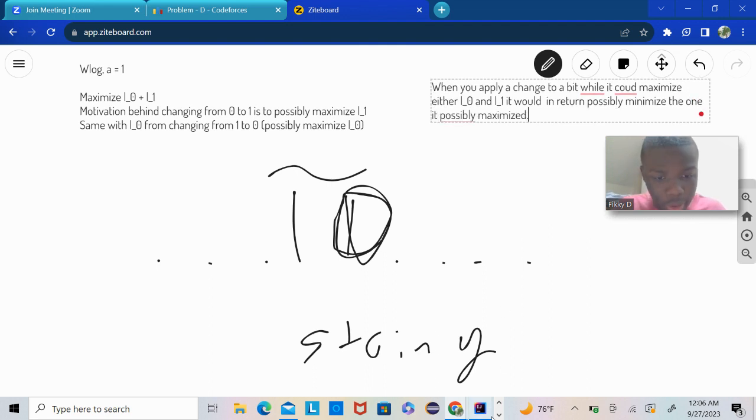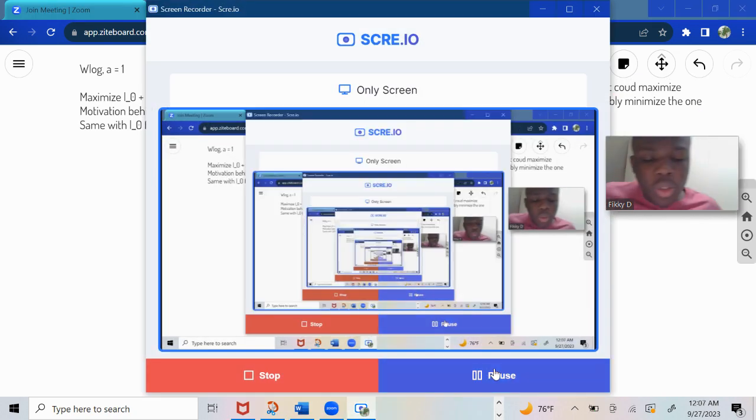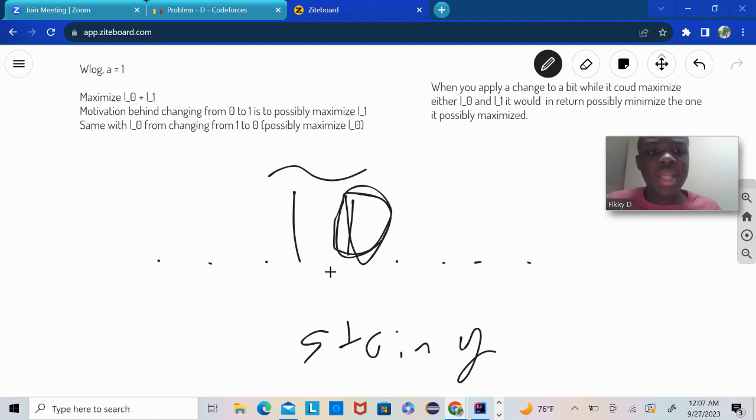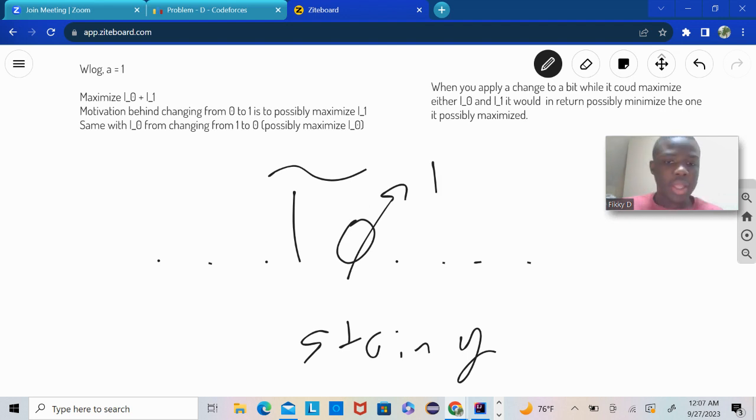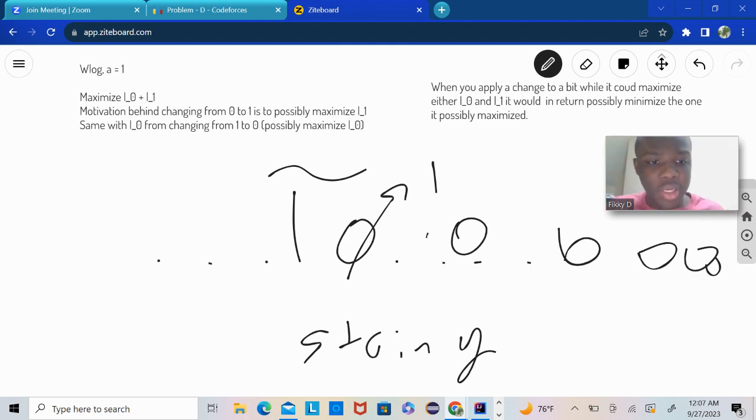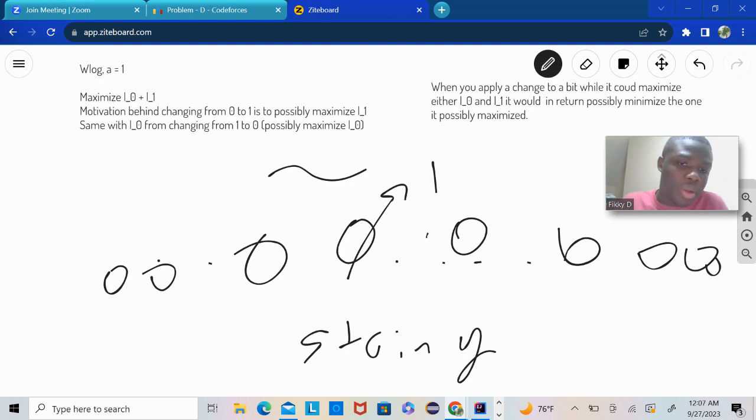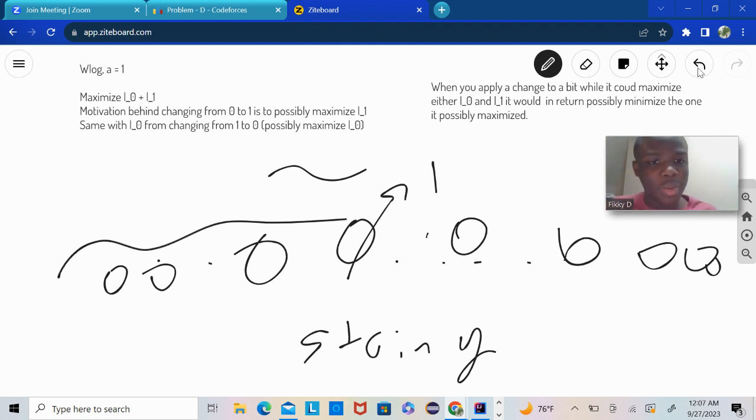Hold up, let me get my charger. So this is pretty confusing, but think about it like this. When we change 0 to 1, while that possibly could maximize L1, we possibly could minimize L0. Maybe there's some zeros that were really, really long, and if you change that to 1, while you could have maximized L1, you just minimized L0. That's basically what I'm implying.